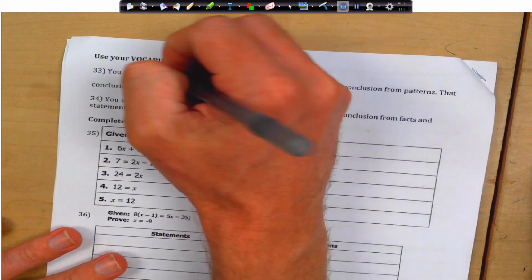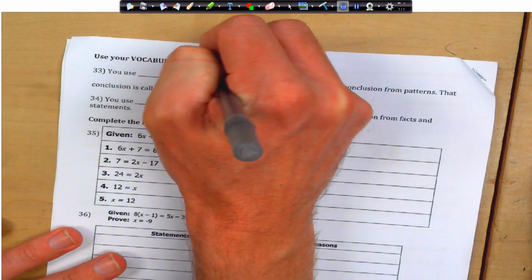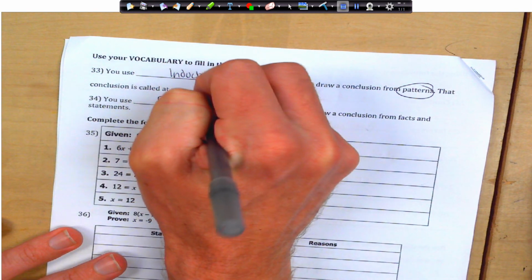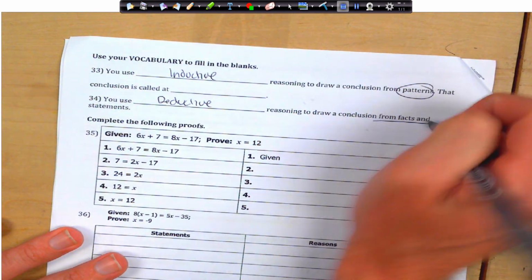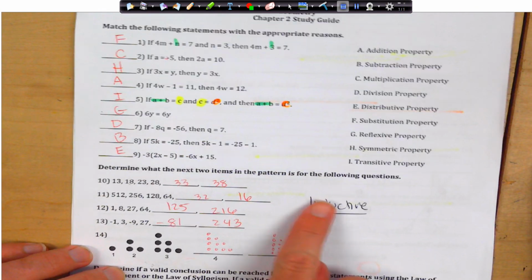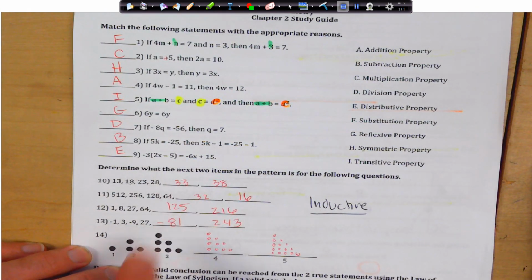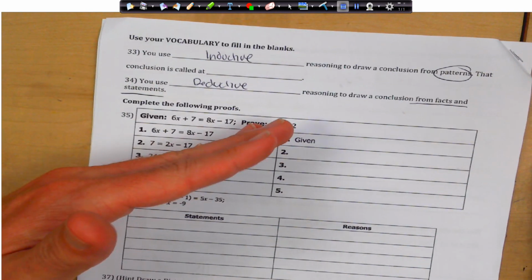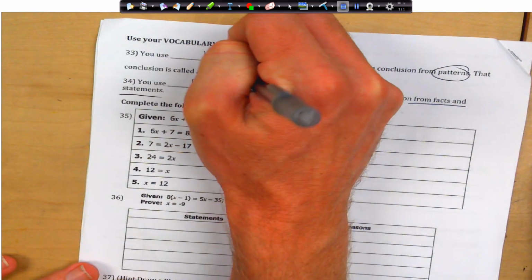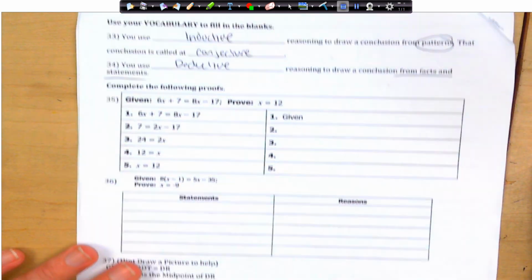On the back, to wrap this up, you use inductive reasoning for patterns. Use deductive reasoning for facts and statements. Inductive reasoning was this example up here, and deductive reasoning is kind of like our proofs. This is called a conjecture, but you don't really need to know that. I won't be testing you on that.